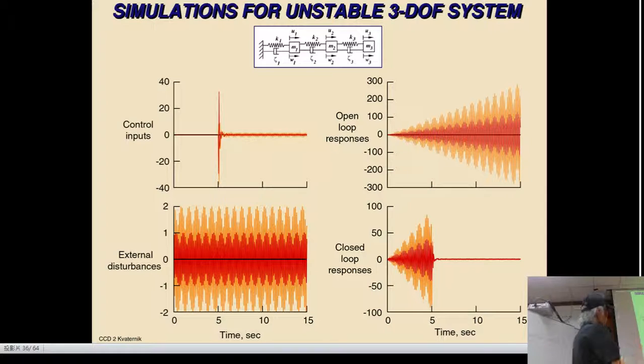Now, if you look at this, this is the typical figure we use to show you the system is stable or unstable. If you look at this carefully, this is the spring and dashboard mass, spring, dashboard mass, spring, dashboard mass. So we have 3 mass, 3 spring, 3 dashboard.